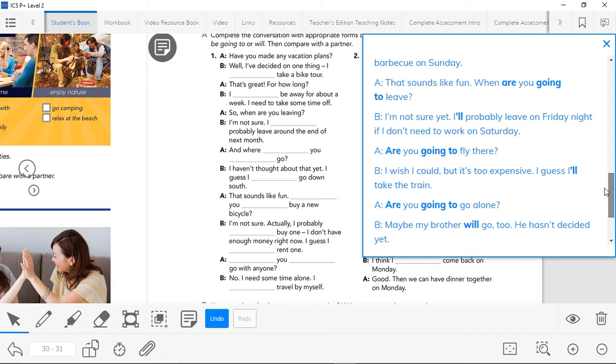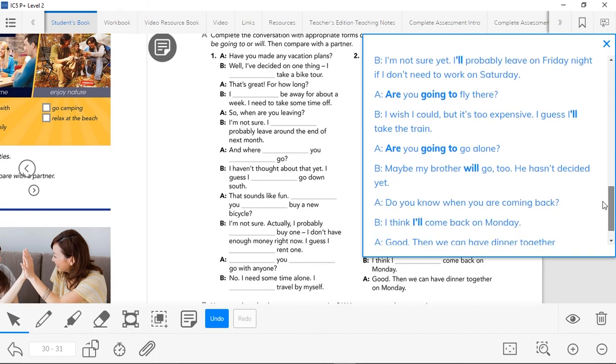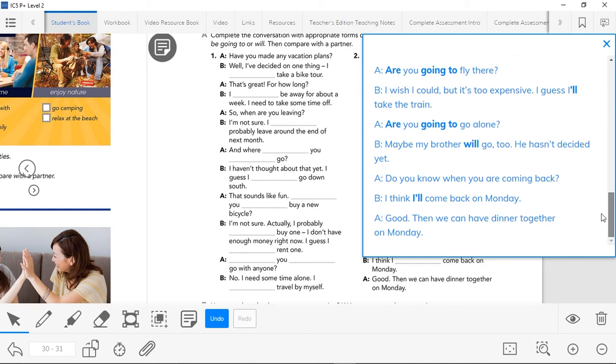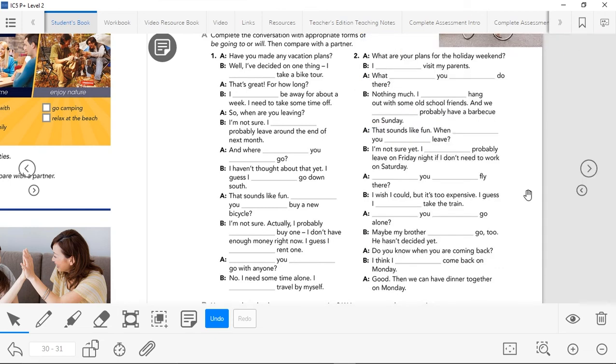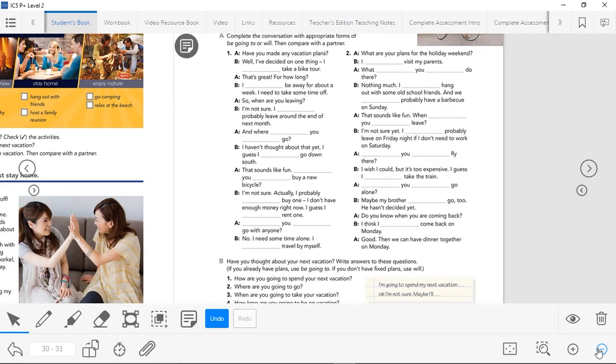Are you going to fly there? I wish I could, but it's too expensive. I guess I'll take the train. Are you going to go alone? Maybe my brother will go too. He hasn't decided yet. Do you know when you are coming back? I think I'll come back on Monday. Good. Then we can have dinner together on Monday. Okay? Very good. If you have these answers, then everything that you had is correct.